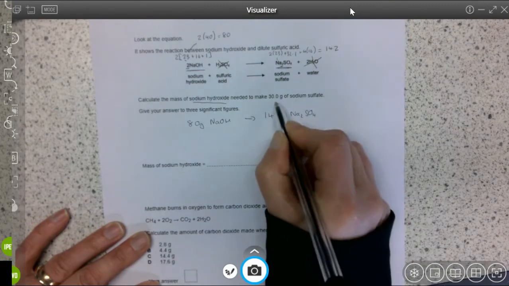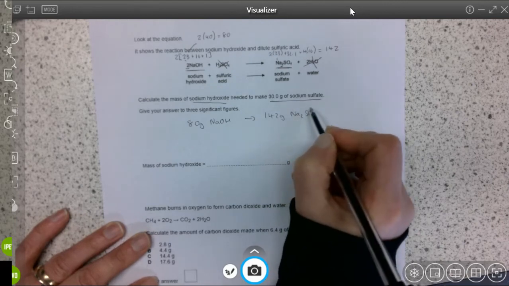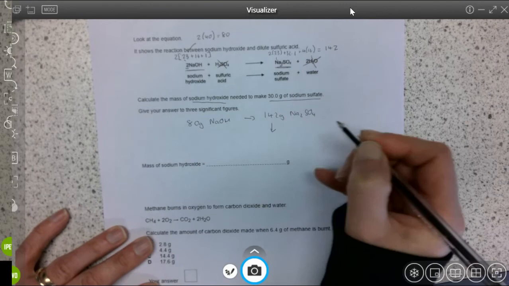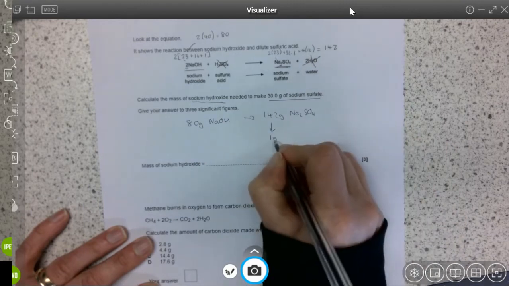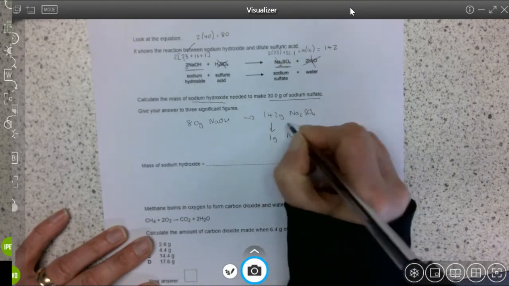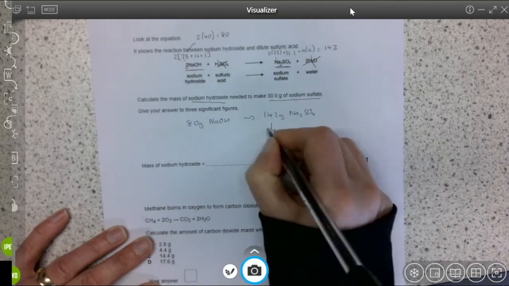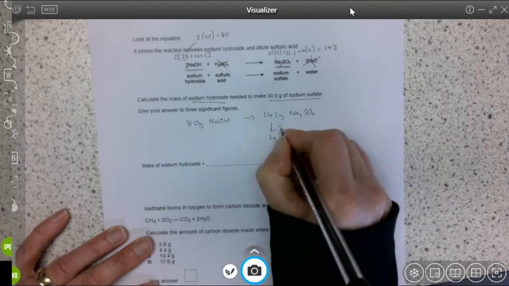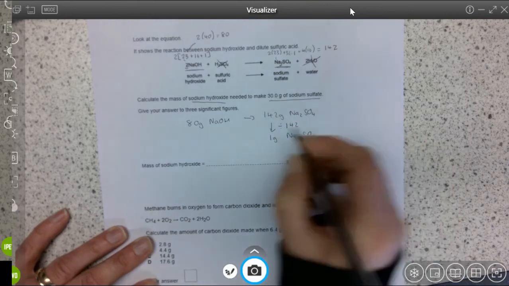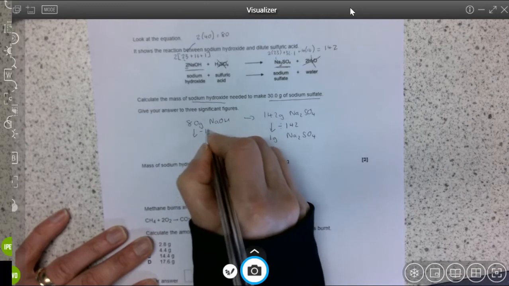And what I want to know is how much sodium hydroxide I need to make 30 grams of sodium sulfate. So if I want to make 1 gram of sodium sulfate, so we're just going to use ratios to work this out. So I know how much sodium hydroxide makes 142 grams. So to make 1 gram, I would divide 142 by 142 to get 1. And what I do to one side, I've got to do to the other. So I'm also going to divide the left-hand side by that.